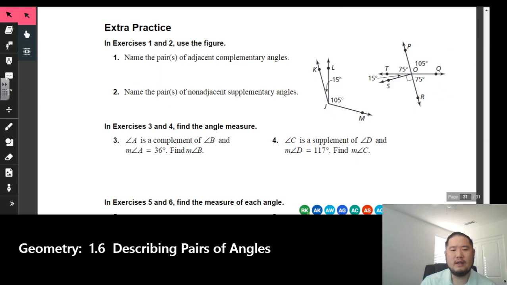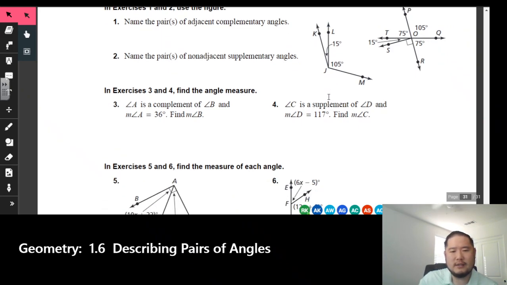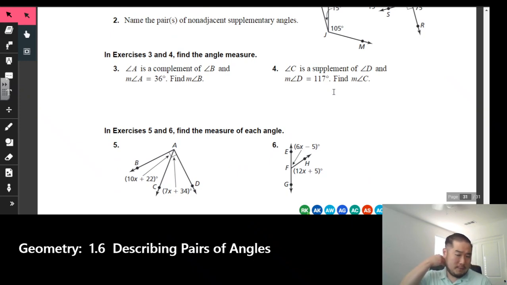All right, let's move along. Let's take a look at number 3. It says find the angle measure. So on a problem like this, once again, it's important to make sure that you write an equation. We're going to use the angle addition postulate right here to help us along with this. It says that angle A is the complement of angle B, so that should tell me that these two angles equal 90 degrees. So angle A is 36, so I can say that angle A plus the measure of angle B is equal to 90.